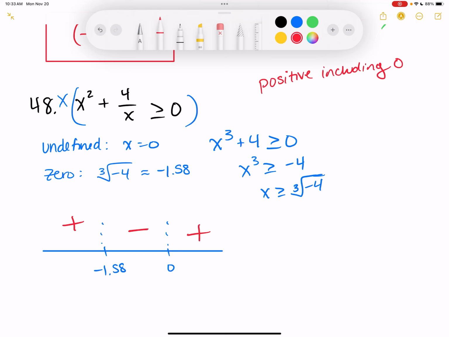Now, my undefined is at 0, so I need to put a line through that so I don't forget. That means I'm including this other value because it's a 0, and I'm including zeros, but not the other one.